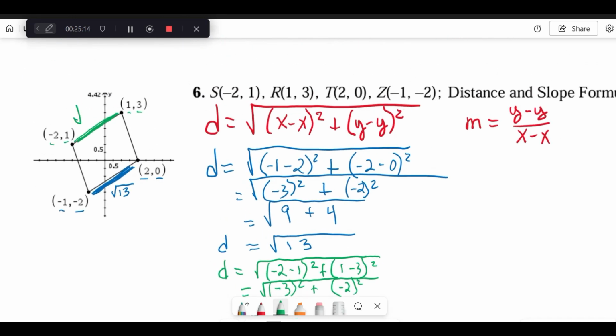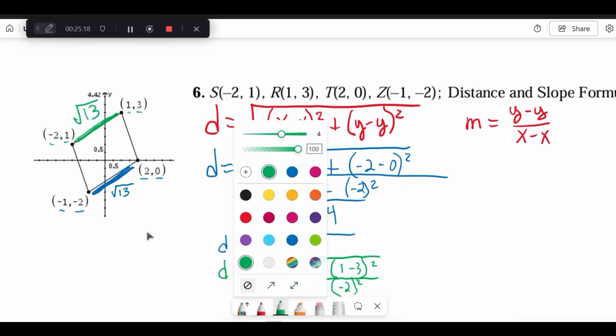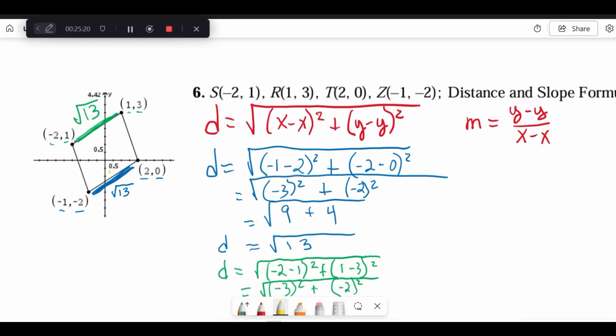This is also root 13. So I could use my marker and indicate that this side here and this side here have been measured and they are congruent.